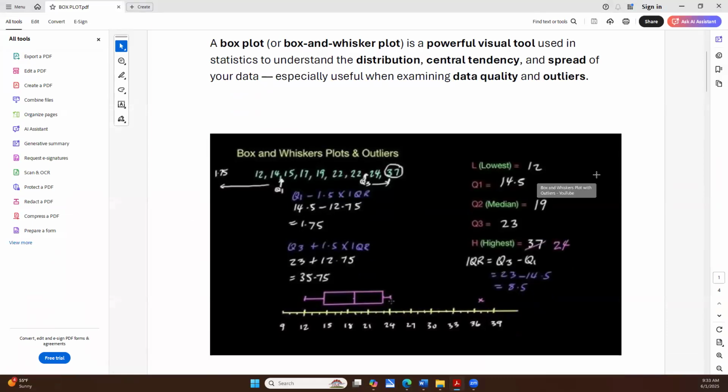Okay. So you said that this is the data that we have, the numbers 12 to 37. Q1 I understood, Q2 is the median, and Q3 I understood. And basically, you said that since it is 23, which falls between 22 and 24, 24 will be the highest, right?